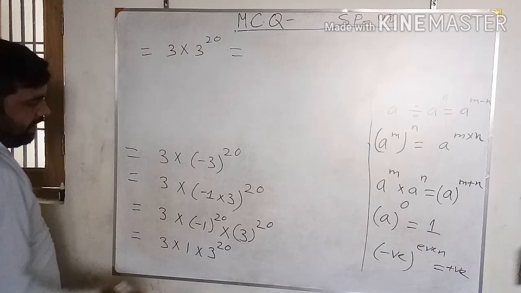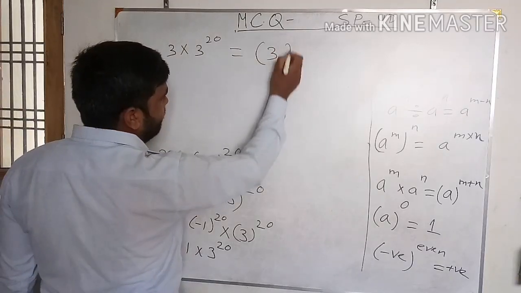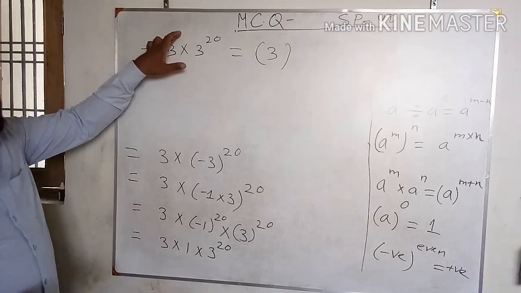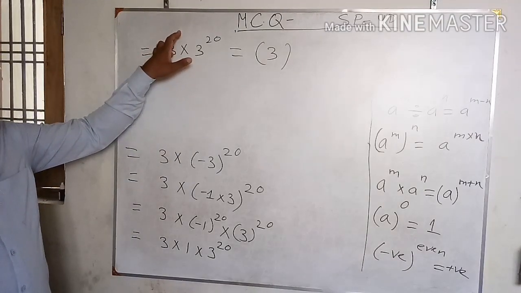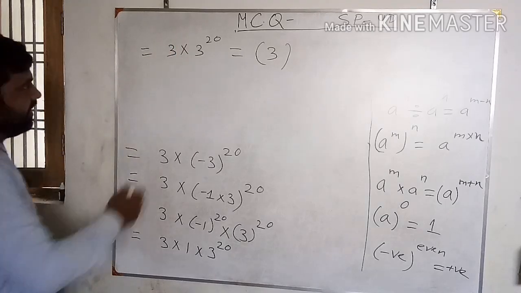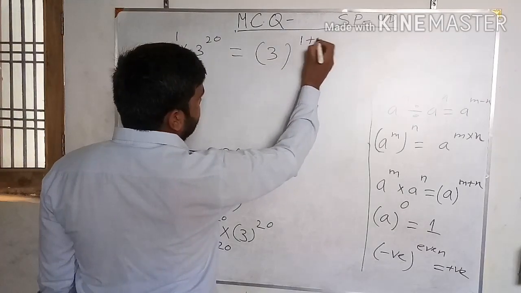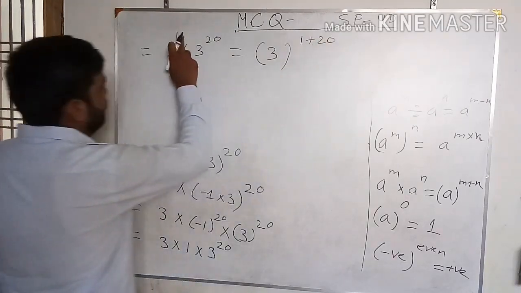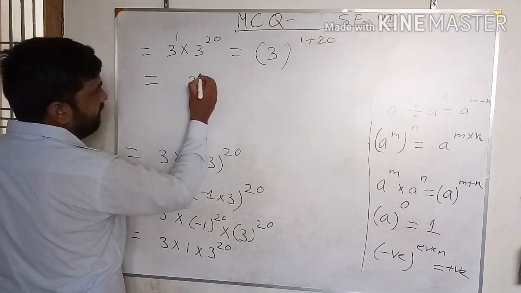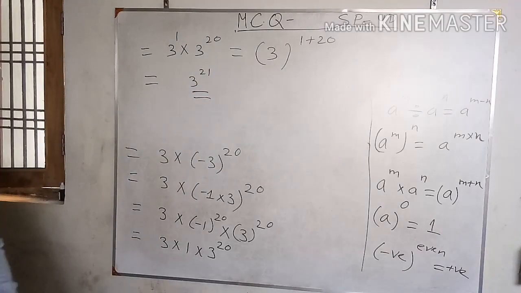Now the bases are multiplied and both are the same, so take the base common and add the powers. On this 3 there is no power mentioned. This means if any number has no power mentioned, its power is 1. So we can write 3 as 3 to the power 1. Add the powers, 1 plus 20, and you will get 3 to the power 21.